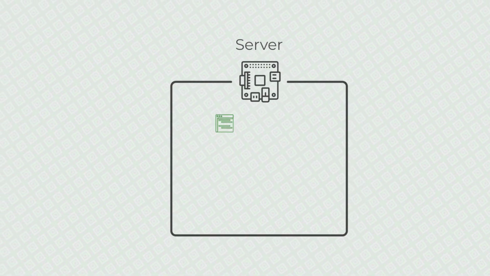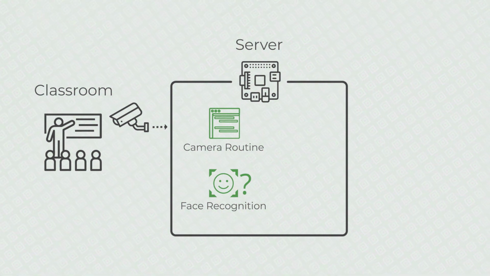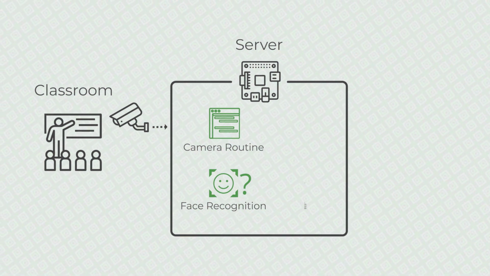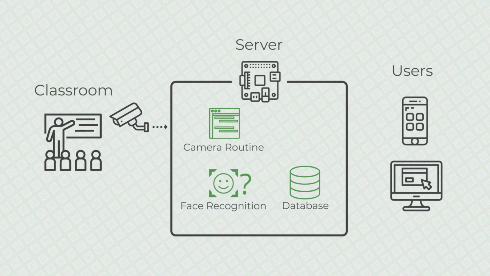A camera routine snaps images of a classroom, then it uses face recognition to identify students and update their attendance in a database. Finally, students and instructors access their records through a website.